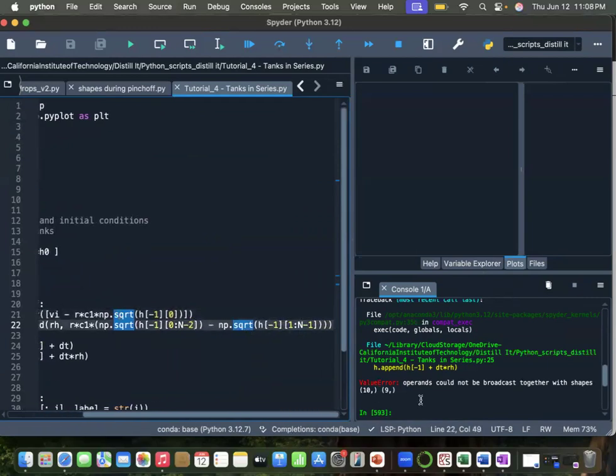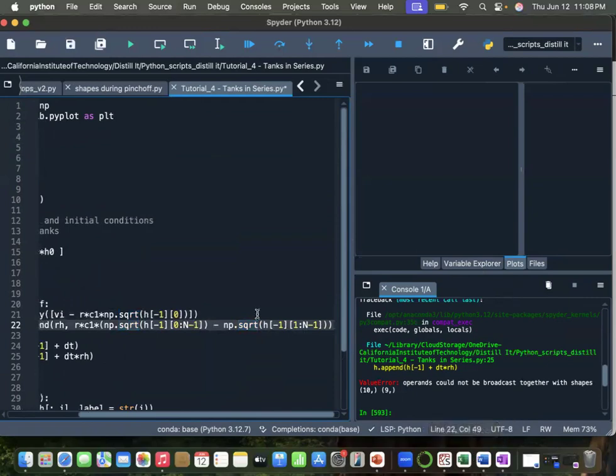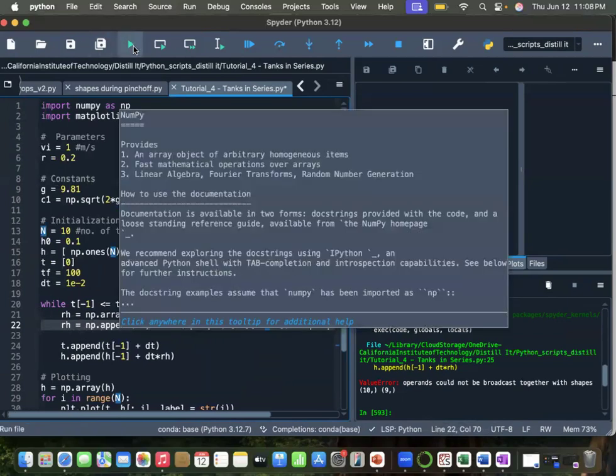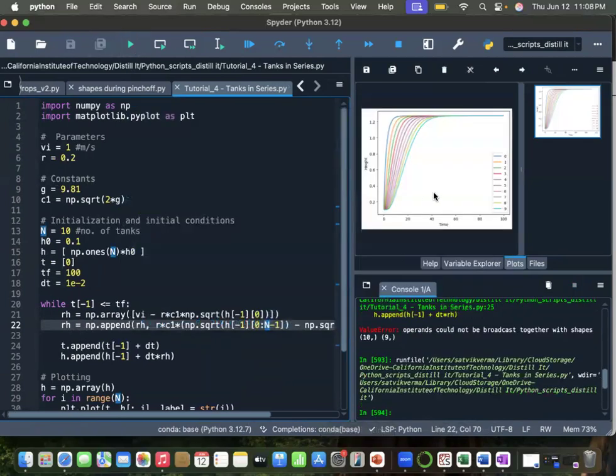Okay, sorry. This goes from 0 to n minus 1, and this goes from 1 to n, because n minus 1 is not accessible. Similarly, n is not accessible over here. So yeah, and these are the values that we've got over here.